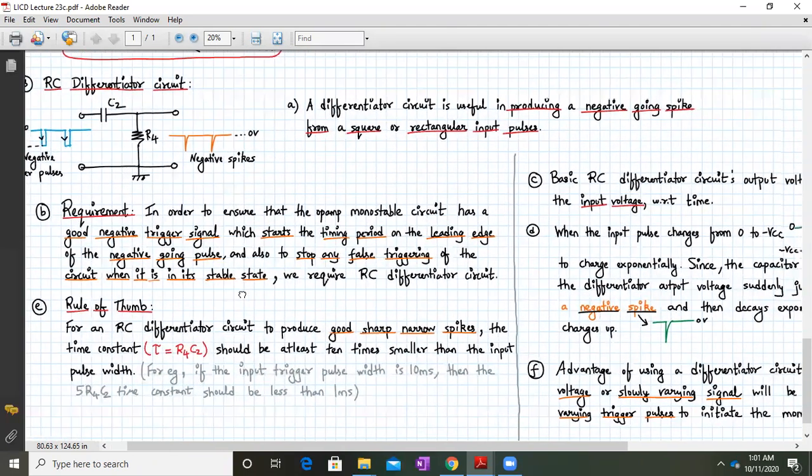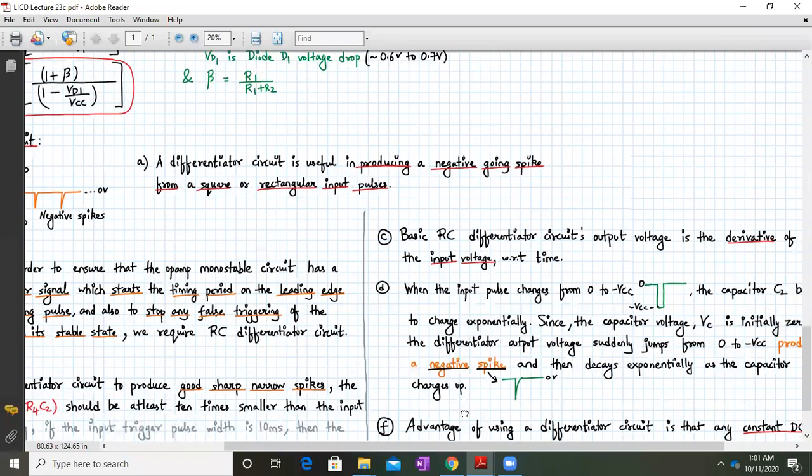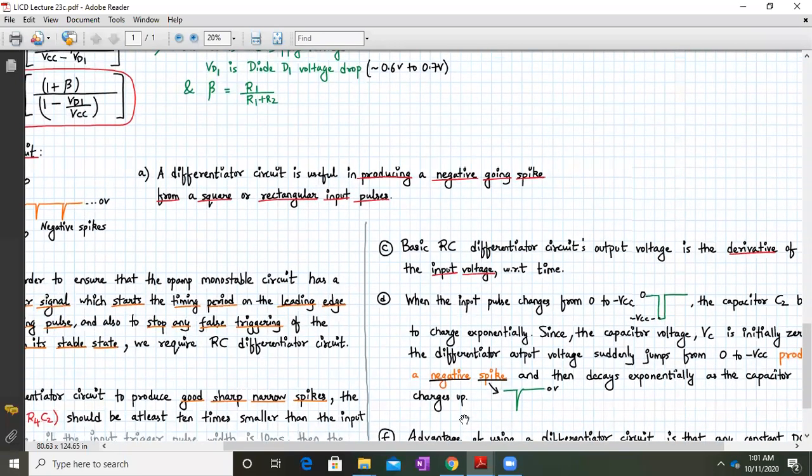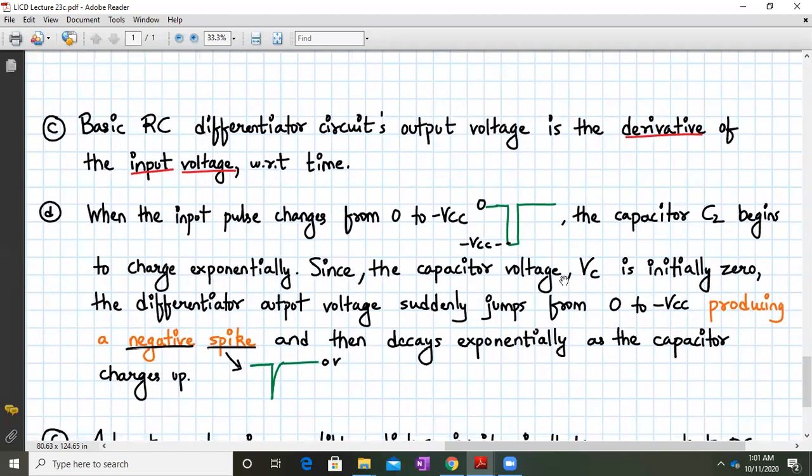What does the differentiator circuit do? The output wave is the derivative of the input voltage with respect to time. This is exactly what is going to happen over here. Let us concentrate on this now. Over here the input pulse is changing from 0 to minus VCC, a very short duration, maybe around 10 milliseconds.